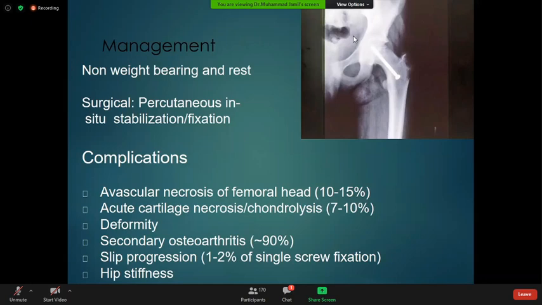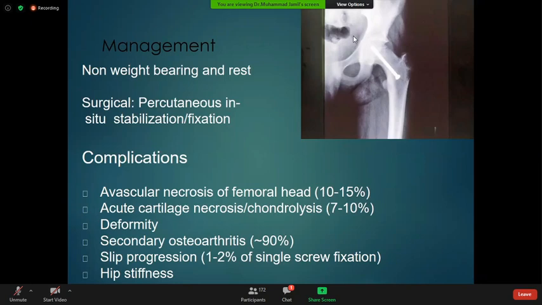Treatment and management: non-weight bearing and rest. The management depends upon the degree of the slip. In type 1 or mild cases, we just allow non-weight bearing and rest. The surgical procedure is done in type 2 and type 3 cases, the moderate and severe forms. In both moderate and severe, we do percutaneous in situ stabilization.